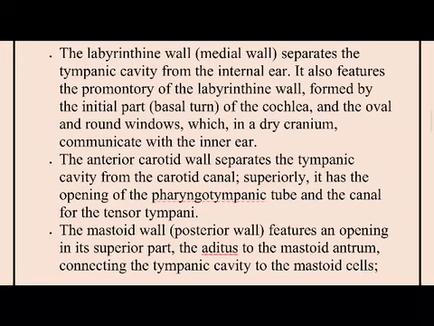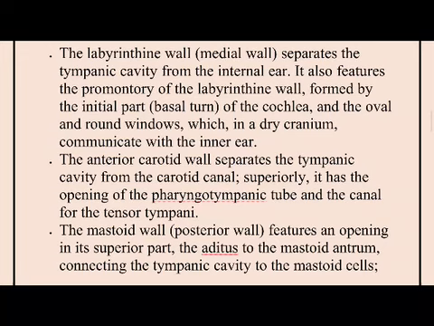Still looking at the walls of the tympanic cavity, I really need to mention the anterior carotid wall, which separates the tympanic cavity from the carotid canal. Superiorly, it has the opening of the pharyngotympanic tube and the canal for the tensor tympani. Then there is also the mastoid wall, which is the posterior wall of the tympanic cavity. There you have an opening in its superior part, the aditus to the mastoid antrum, and it connects the tympanic cavity to the mastoid cells.